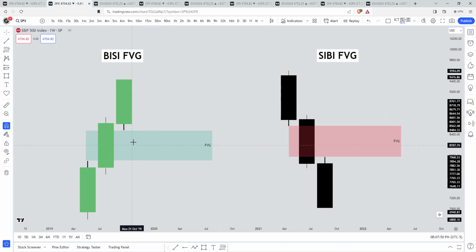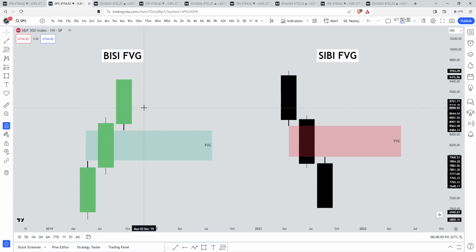So the first PD array that we're going to be covering is the fair value gap. If you already know fair value gaps, breakers, and order blocks, you don't really have to watch this video, but I still think it is important to understand these and really understand them like the back of your hand, because if you don't, you're not going to be able to recognize the model as easily.